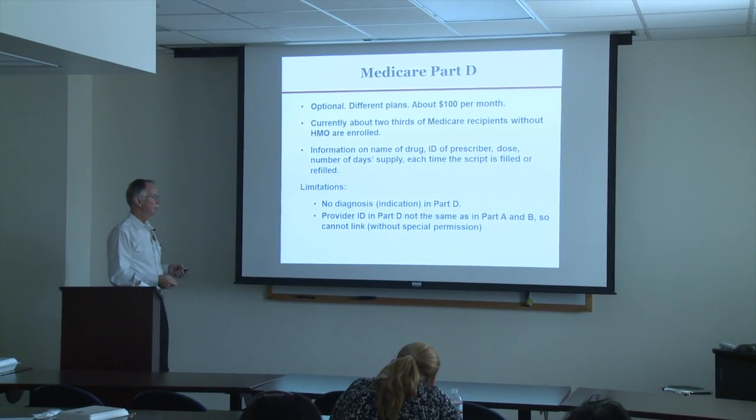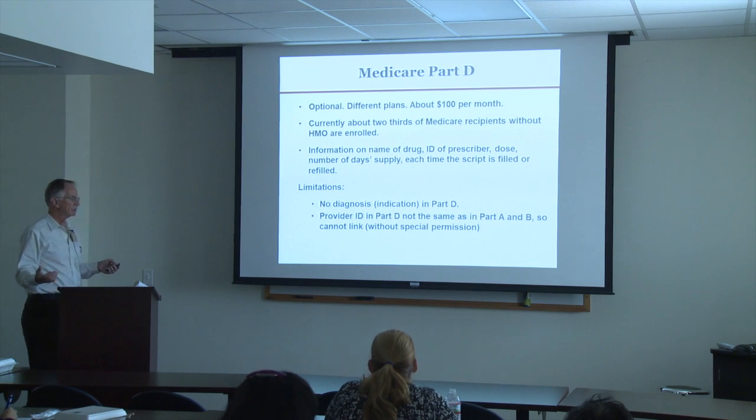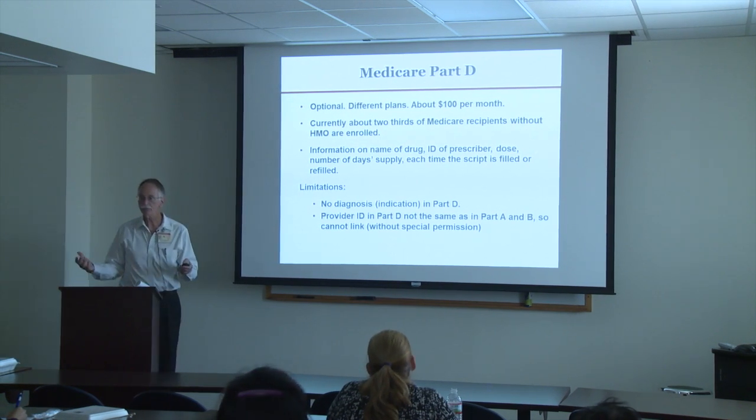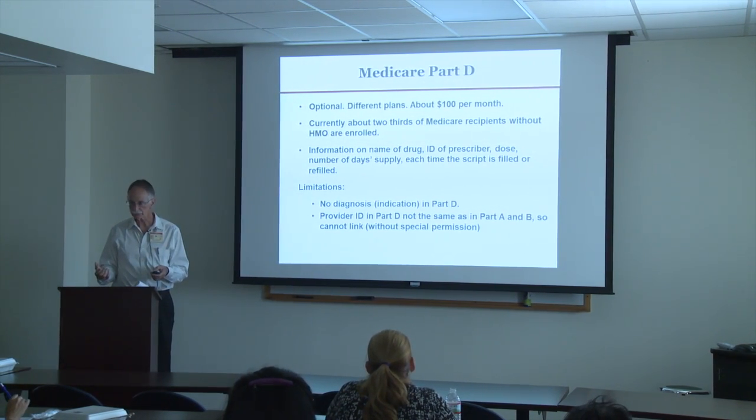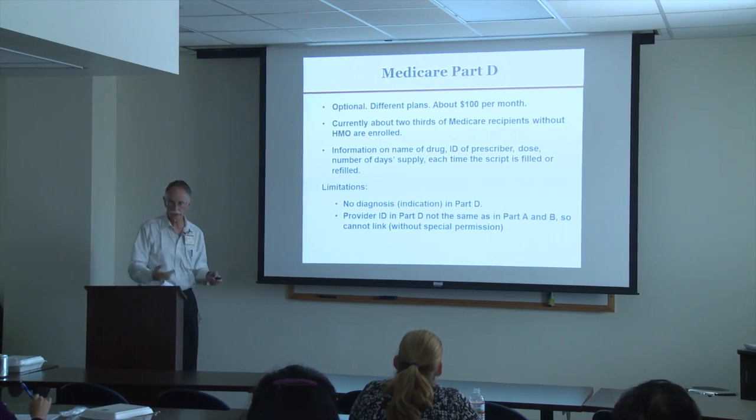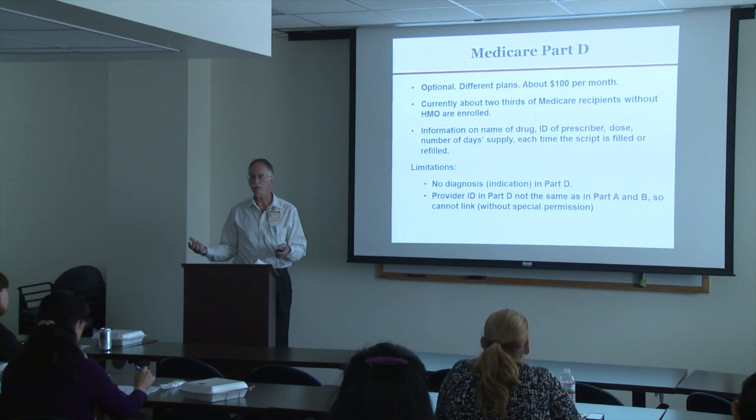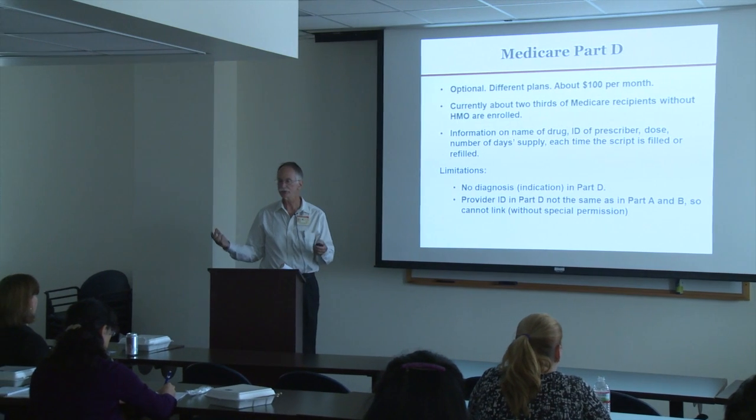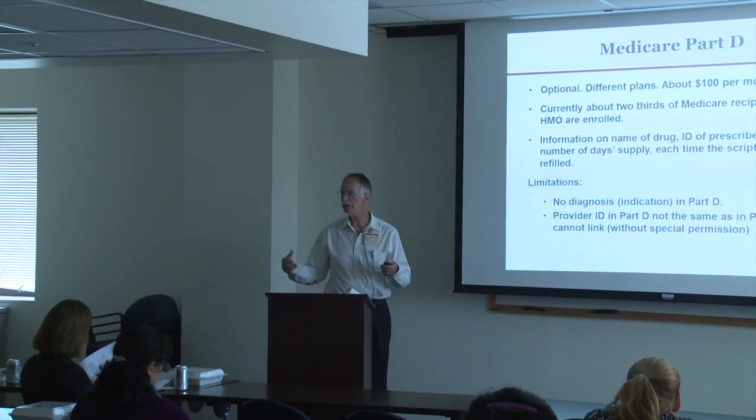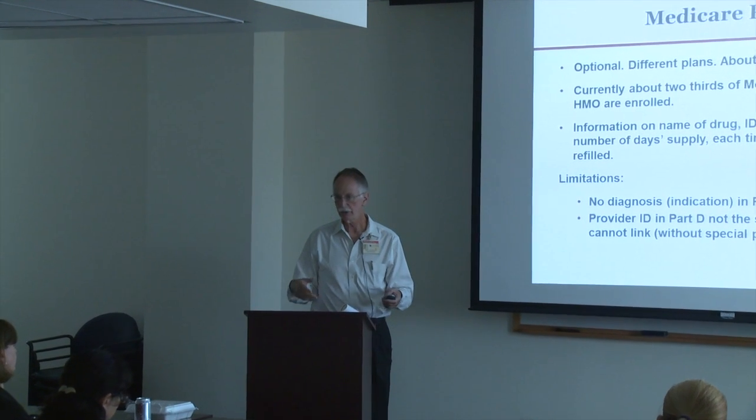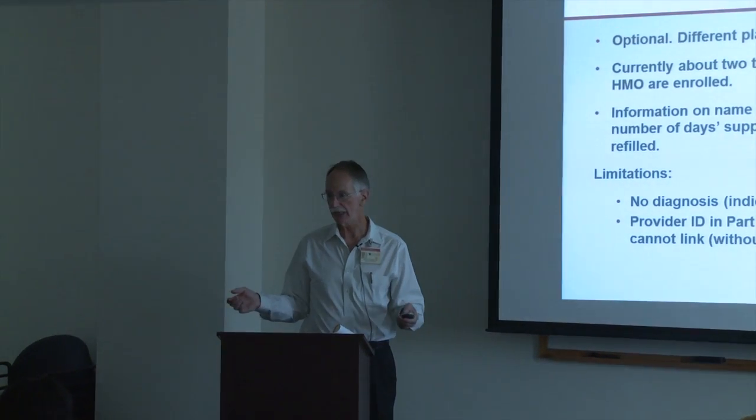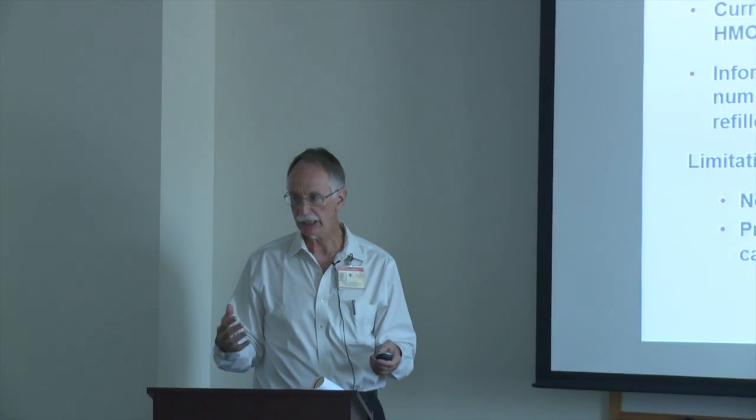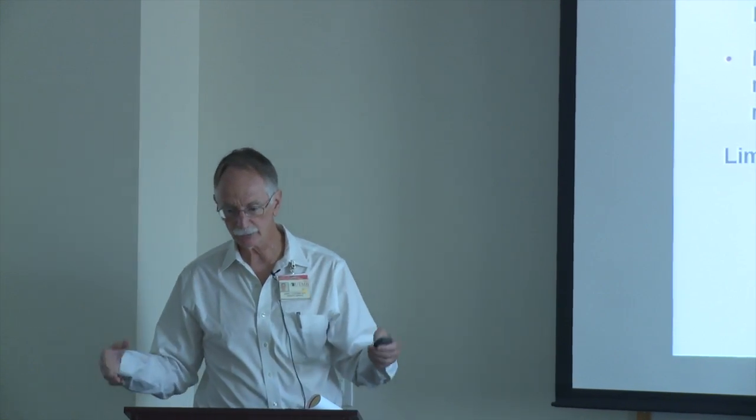The limitation is that Part D data are kind of off on their own. They are tied to the patient, but they're not tied to the provider, so the ID of the provider in the Part D data is not the same as the ID of the provider in the Part A and B data. So for example, if you wanted to say, is this person who wrote this patient this prescription their PCP, or their oncologist, or the only orthopedic surgeon that they saw? You can't do that because you can't link from the ID in the Part D to the ID in the Part A and B, unless you get special permission, which we're going to try to get.